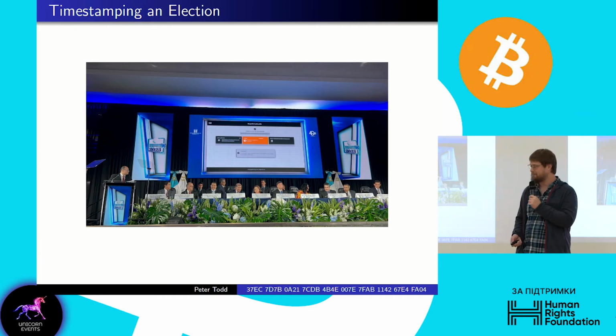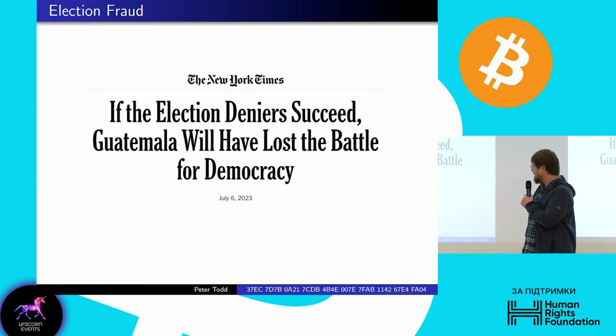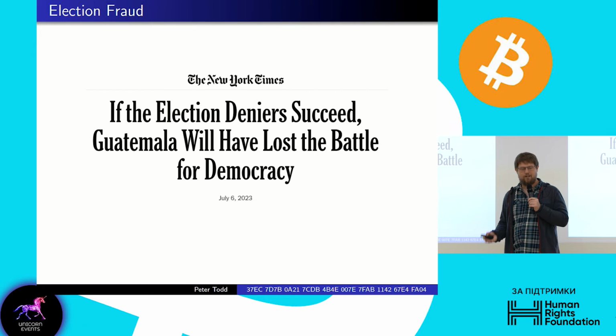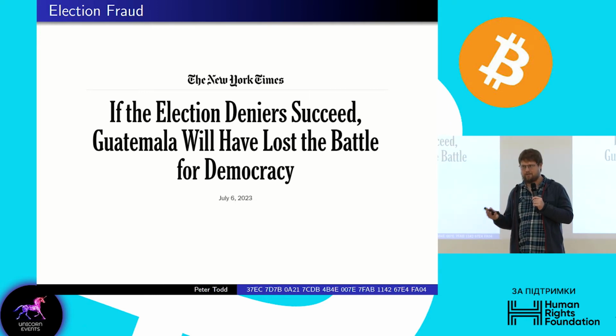That sounds all well and good. Well, where does this lead? The challenge we had was, as is often the case, there were accusations of election fraud. And in fact, these accusations look to be pretty correct.